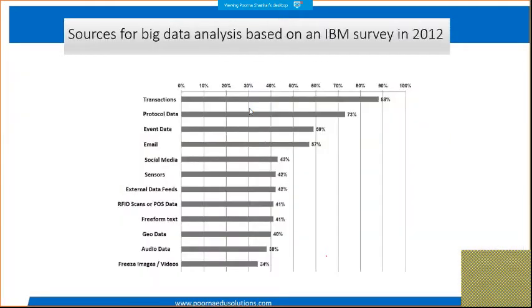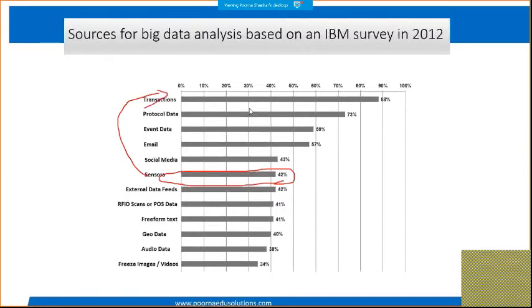Now, in the year 2012, IBM did a survey about how the data is being generated from various sources. So, they say in 2012, it was all transactional data. It could be a bank transaction, an inventory transaction, or an online transaction, generally they are talking about. And then 73% was protocol data. 2012. Now, it is completely reversed.